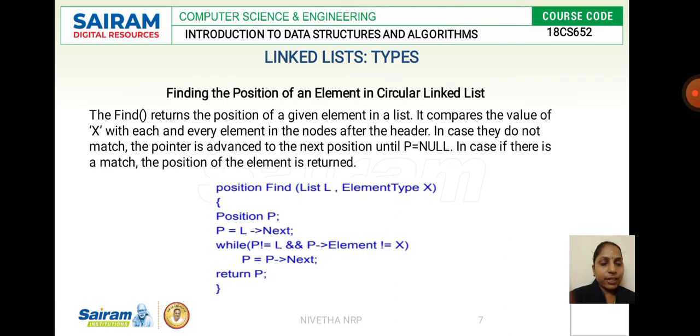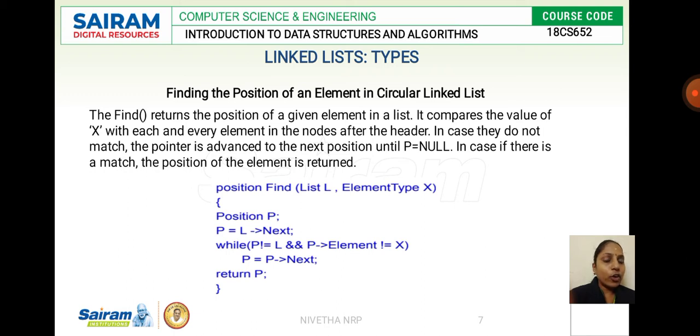Next function, we are checking the position of an element in a circularly linked list. We are going to find the current element's position in the list. So what is the function carried out? Find is the function. We are going to find that in the list L, and the element we are going to find is X, and the position type will be returned.